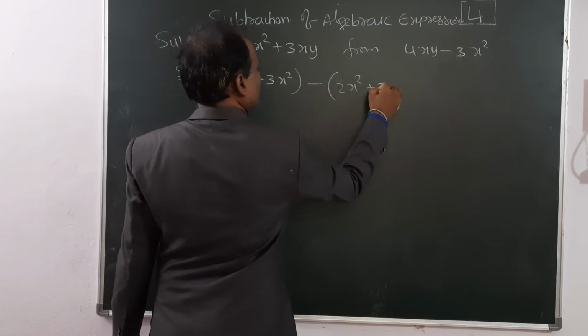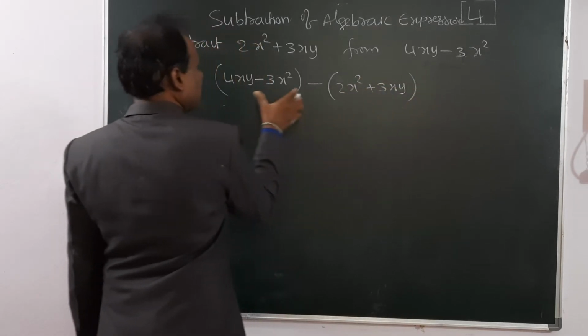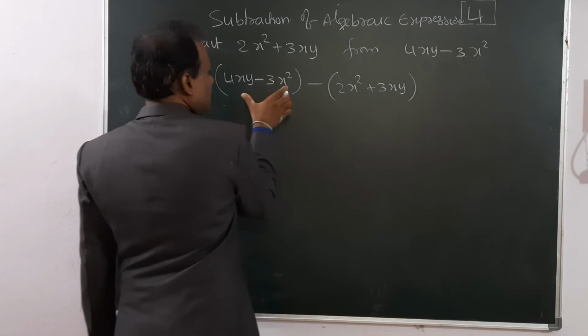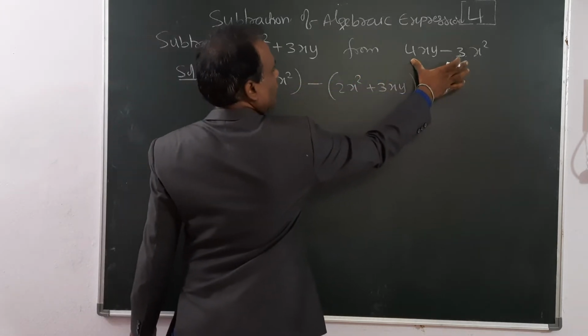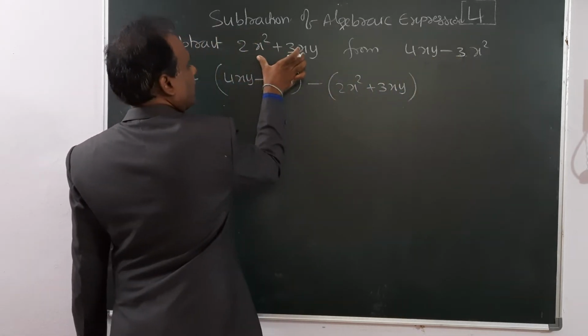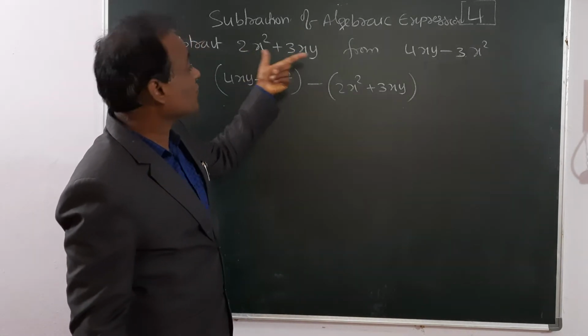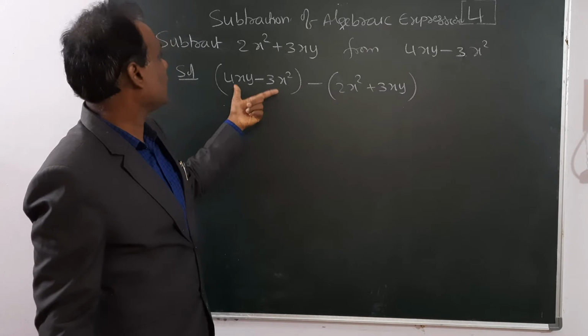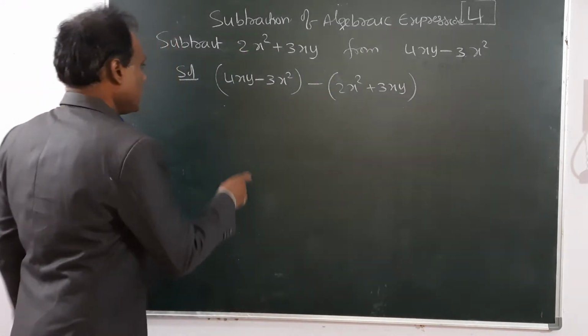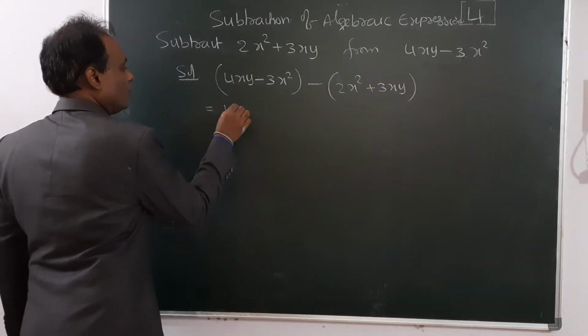Subtraction means write two brackets. In the first bracket, write down the term, then minus, and in the second bracket write down the other term which should be subtracted. So here we have to subtract this from that. That is written here and this is written. Now, I will open the brackets.